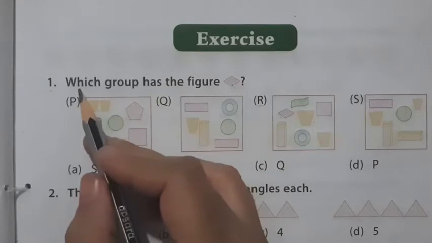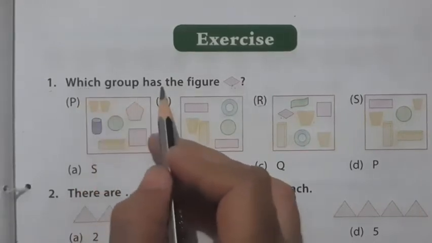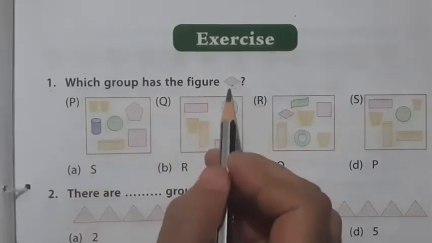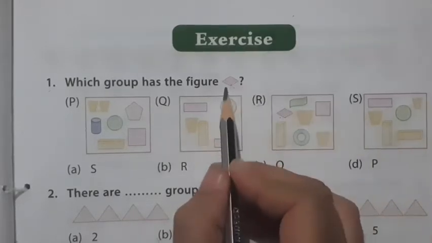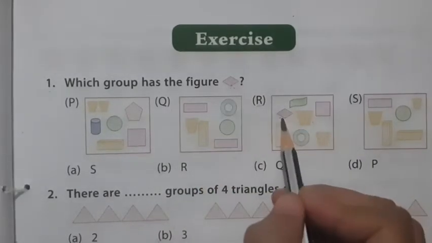Exercise question first. Which group has a figure diamond? Search in all the groups. Which group has this shape? Option is R.